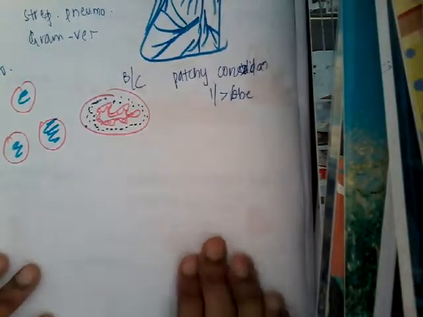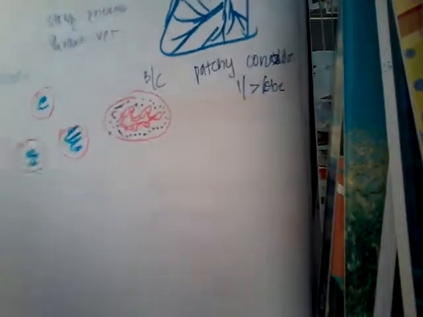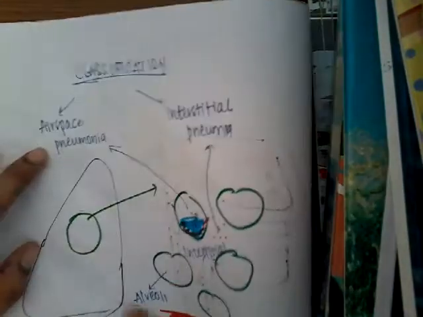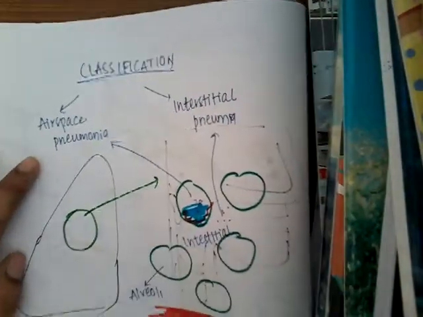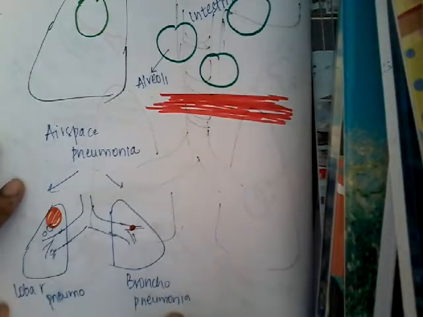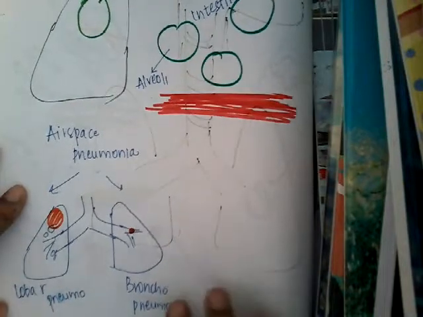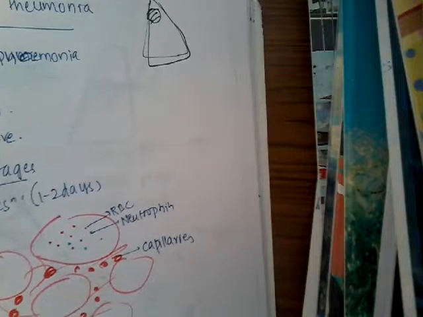In my last class, I explained about lobar and bronchopneumonia. As I said in the beginning classes, there are two different types of pneumonia on classification, that is airspace pneumonia and interstitial pneumonia. Airspace pneumonia is again divided into lobar pneumonia and bronchopneumonia. In my last two classes, I have explained about lobar pneumonia and bronchopneumonia. And I have also explained that there are many organisms which cause lobar pneumonia or bronchopneumonia.